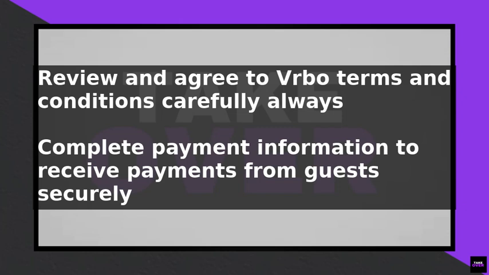Review and agree to Vrbo's terms and conditions. Complete your payment information, including your bank account details, to receive payments from guests. Review your listing for accuracy and completeness, and click the Publish button to make your property live on the Vrbo website.